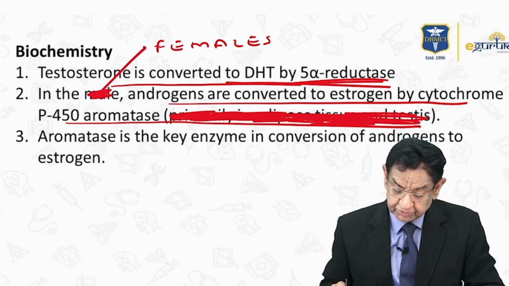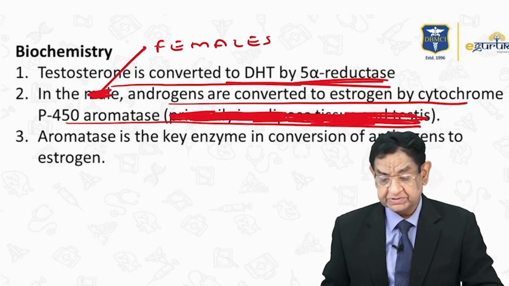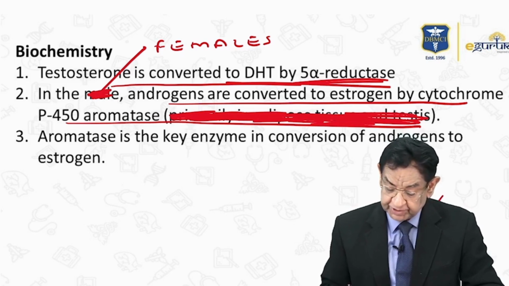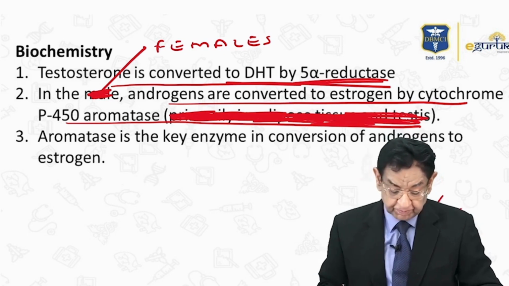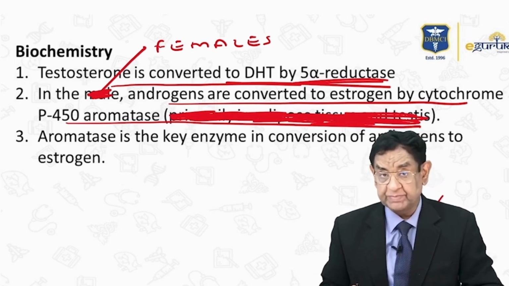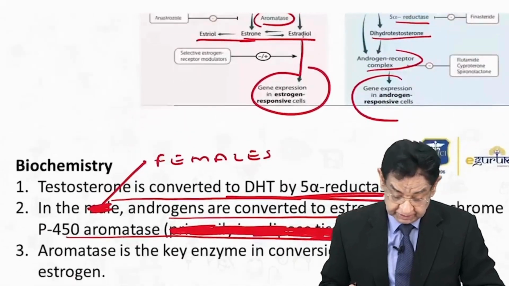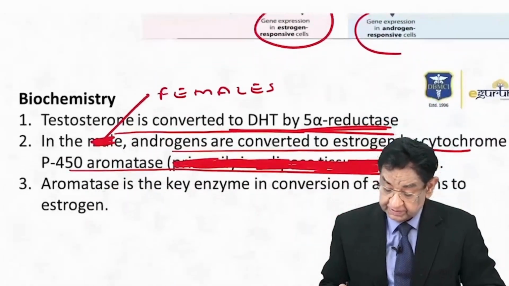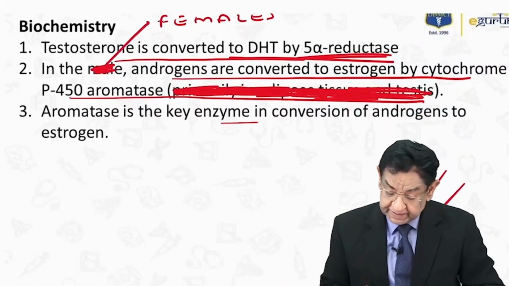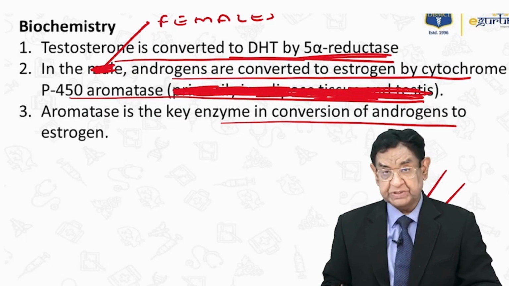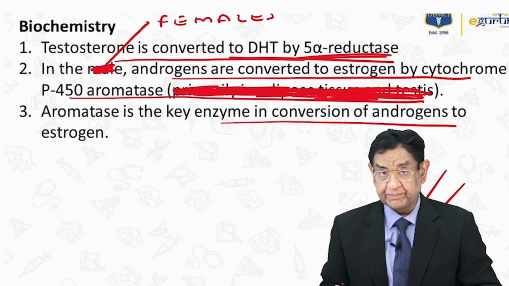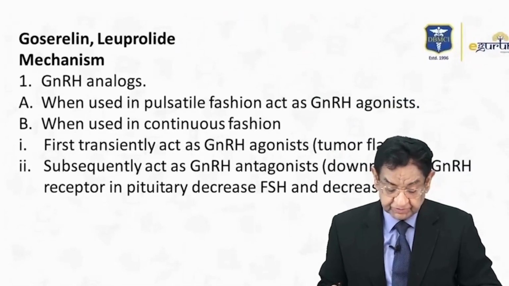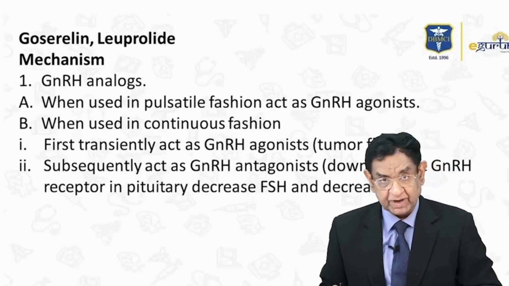Now let's talk about biochemistry. Testosterone is converted to DHT by 5-alpha reductase, and in the female, androgens are converted to estrogen by cytochrome P450 aromatase. Aromatase is the key enzyme in conversion of androgen to estrogen. It's a very, very important point. We'll be using this knowledge in the coming lecture slides. With this small background, we talk about pharmacology.